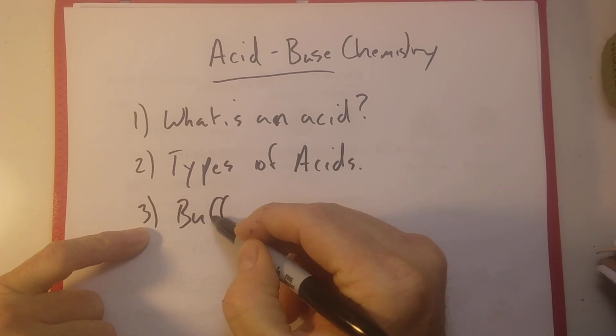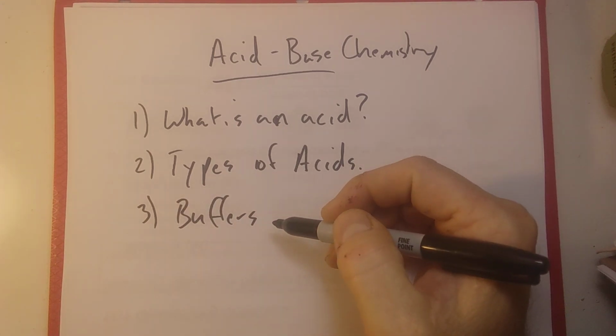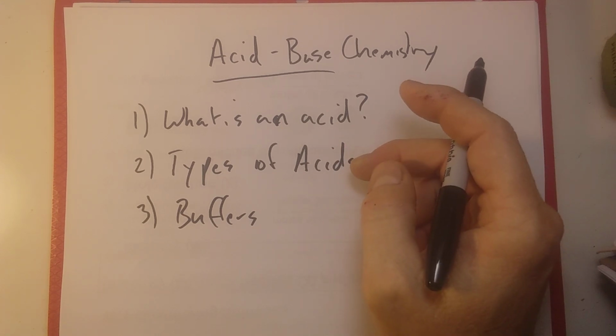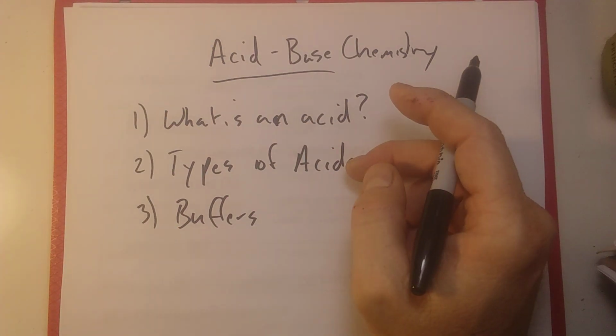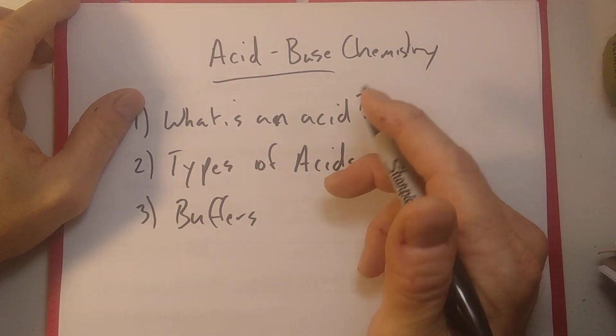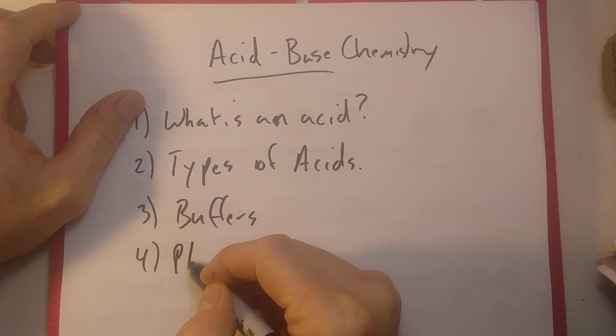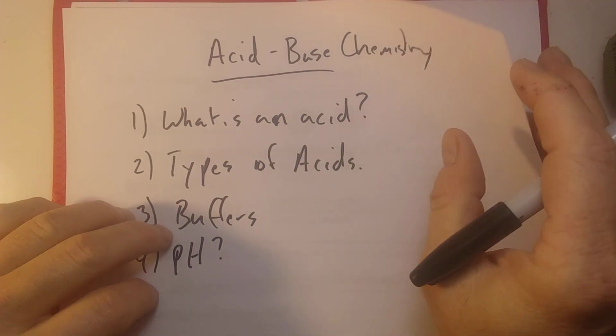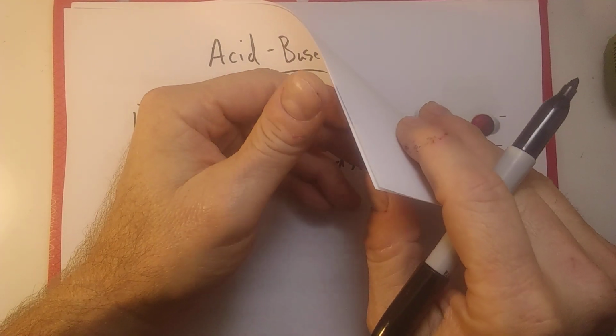So in the second video, we'll focus in on buffers and how they're important to the biological processes for maintaining the pH of the body's system. And we'll look at also what pH is. What's that good for? It's a way to measure acidity. So let's go ahead and look at what is an acid.